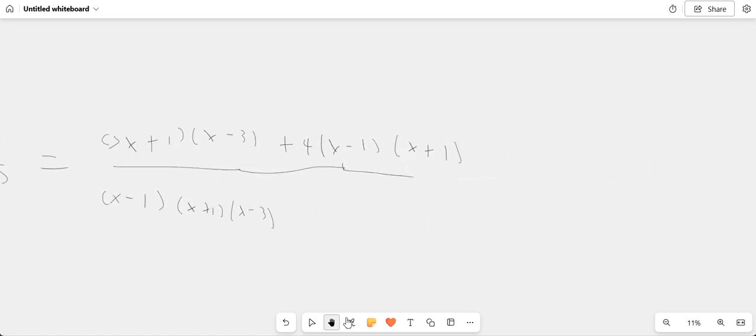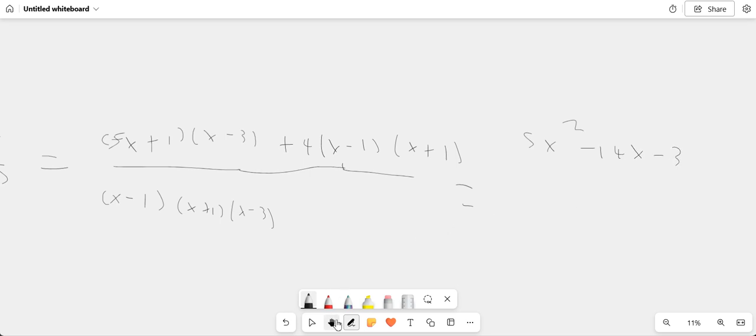5x plus 1 times x minus 3. I will explain this many times, but 5x times x is 5x squared. 5x times minus 3 is minus 15x here. And then 1 times x is plus 1x, that's minus 14x here. And then 1 times minus 3 is minus 3.